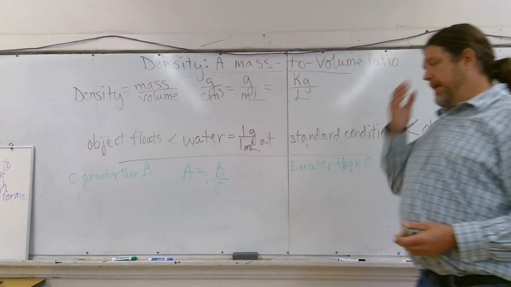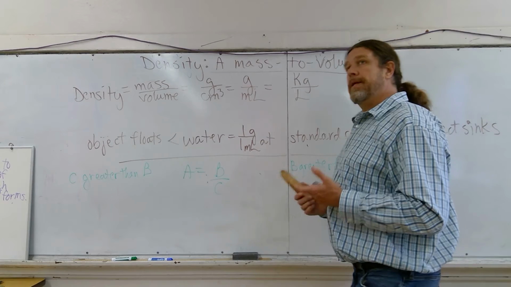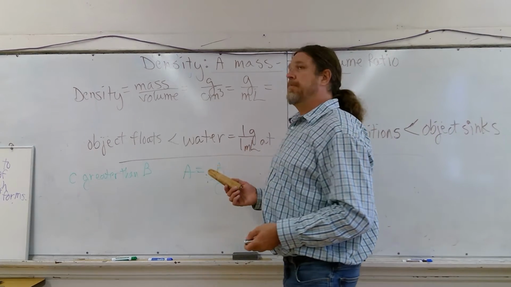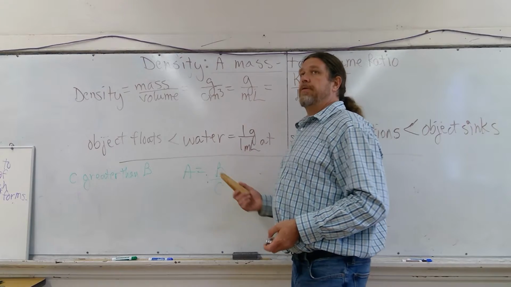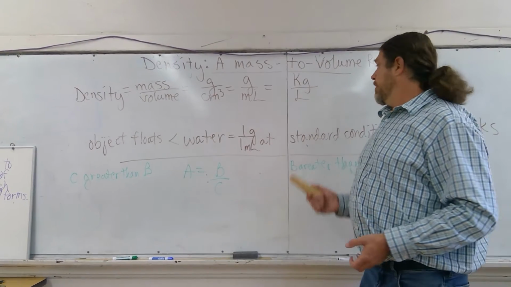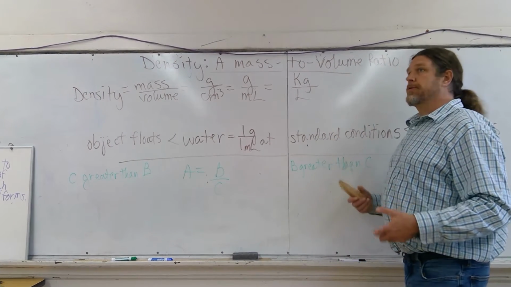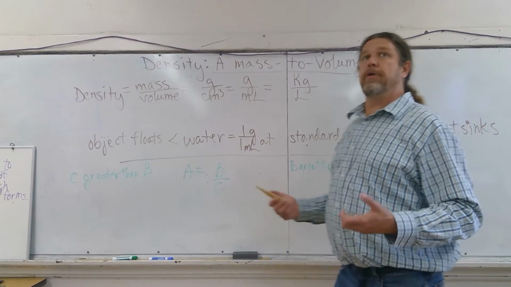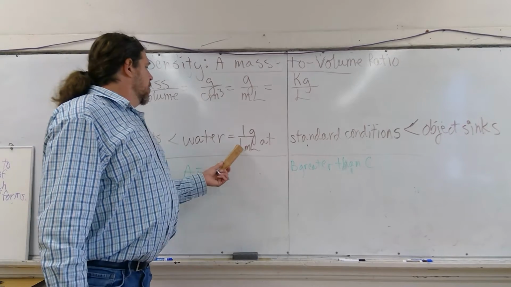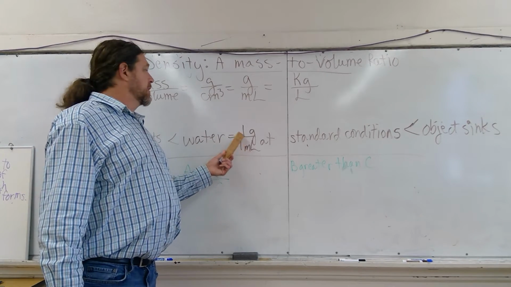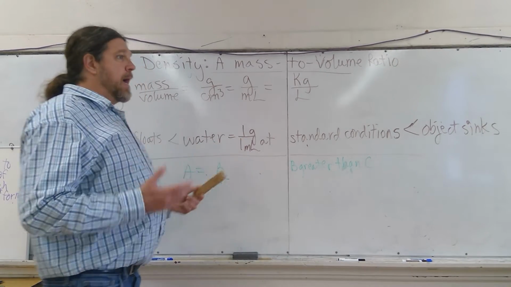And density, like so many other things in our modern metric systems of measurement, has been built around the properties of water. Water at standard conditions, which is standard atmospheric pressure and about 0 degrees Celsius, will occupy 1 milliliter of space for every gram of mass.